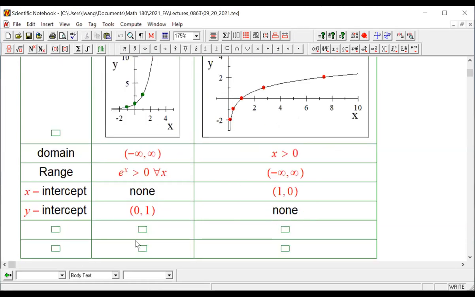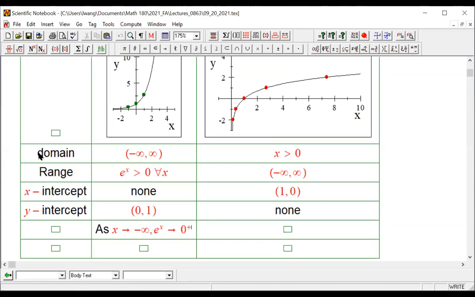Right? Now, when x is approaching negative infinity, we're talking about e to the power x, this first curve. When the input approaches negative infinity, what happened to the output? The output, the green dots, is getting lower and lower. We talked about this before, right? e to the power x will be approaching 0 from larger than 0.